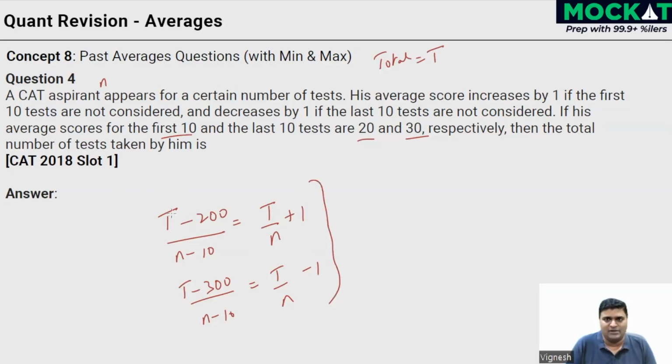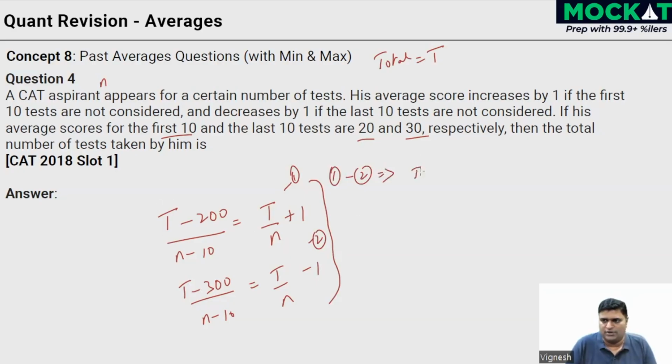This was very similar to one of the earlier questions we had done. If I subtract the values, the denominator is the same, n minus 10. This T by n chunk is the same in both cases. T can get cancelled over here. So therefore, top minus bottom: this is the first equation, this is the second equation, first equation minus the second equation.